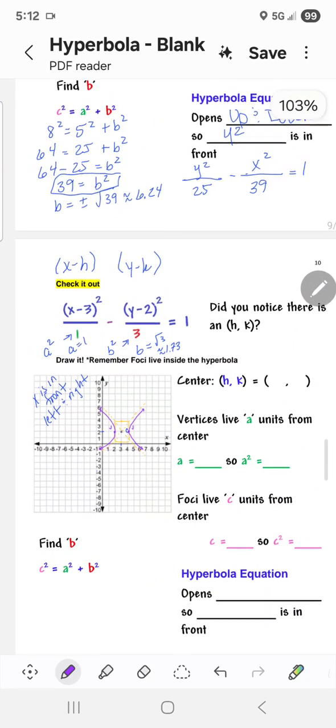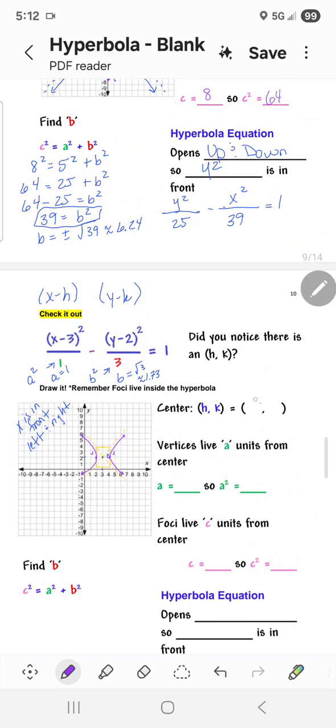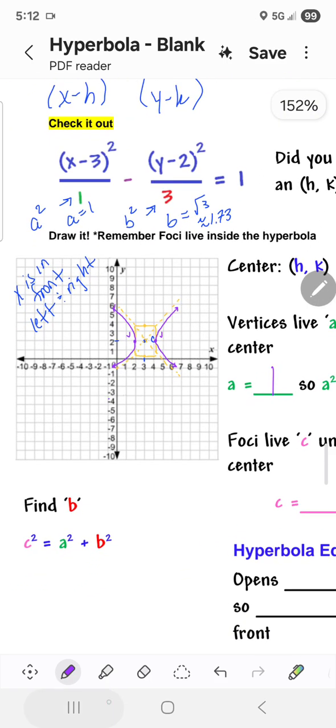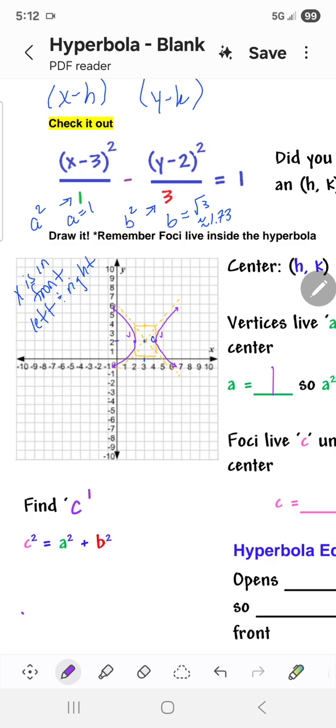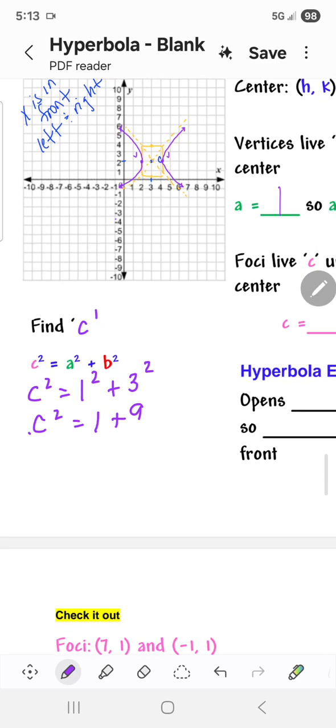We've already written our answer, but that's okay. We're going to go ahead and do that. H and K, we said that was 3 and 2. The vertices live a units from center. A was 1, a squared was 1. We need to find not the b value, right? In this case, we actually need to find the c value. So c squared equals a squared, which is 1 squared, plus b squared, which is 3 squared. So I've got 1 plus 9. Oh, yeah, 1 plus 9, my bad. So c squared is 10.